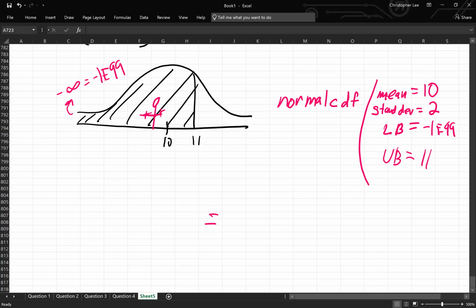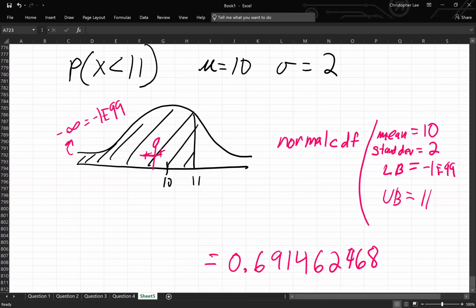Let's see. Hold on, 0.6914. Keep going. 624 what? 68. That's it. That's all I'm looking for. That's if the probability is less than, right? This example here is for probability less than.